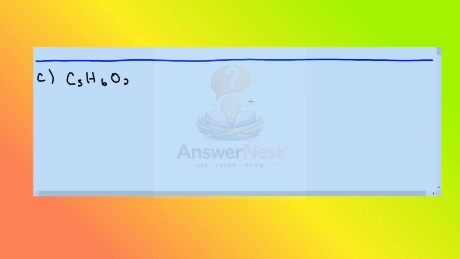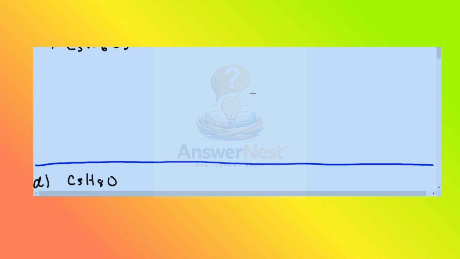Part C, I have C3H6O2. So the first thing I'm going to do, again, is draw my carbon chain. And this time I'm going to bind oxygen to this last carbon right here. I'm going to go ahead and saturate the rest of my carbons with hydrogen. So 5 hydrogens on these 2 carbons right here. And what I'm going to do is add the last hydrogen to this oxygen right here.